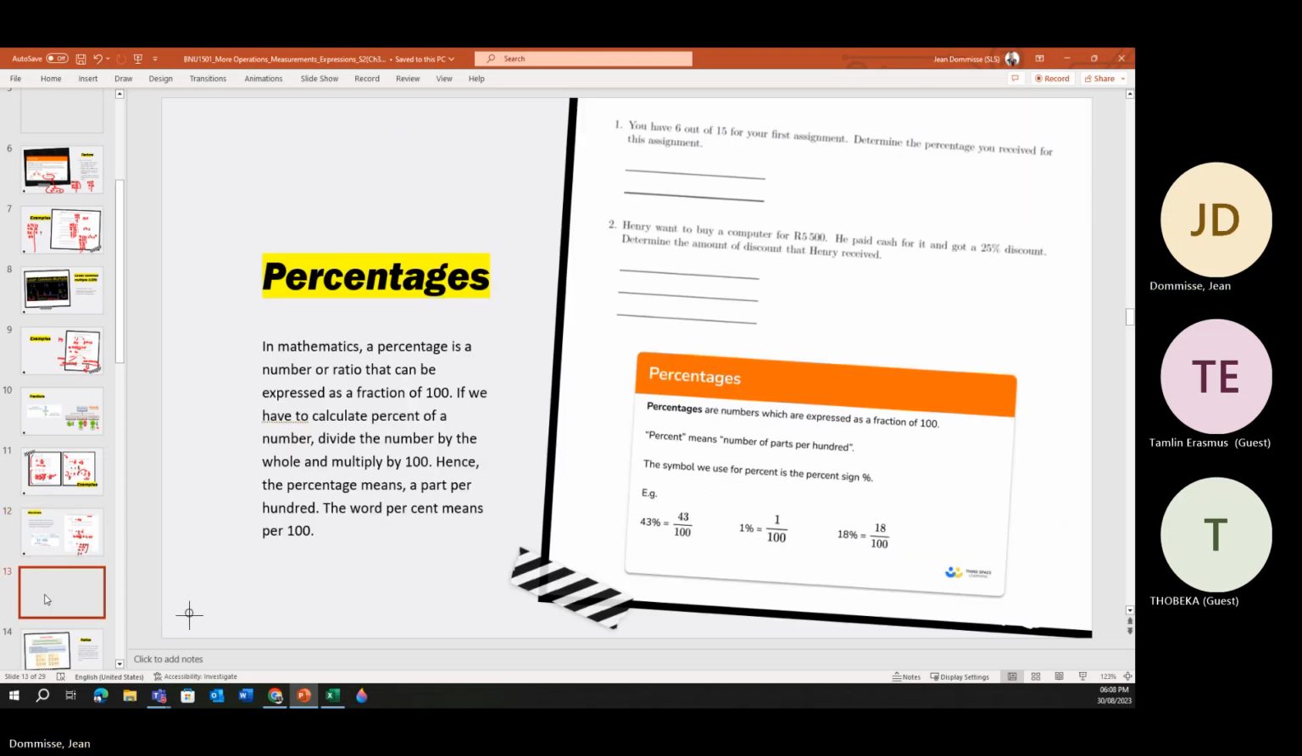Then we go into percentages. So again, we'll take a fraction and put it in a percentage. They can ask it nearly two ways. They can ask you, okay, you have 6 out of 15 for your assignment. So 6 out of 15. How much is that as a percentage? So you can just then say 6 divided by 15 times 100, which will give you 40%.